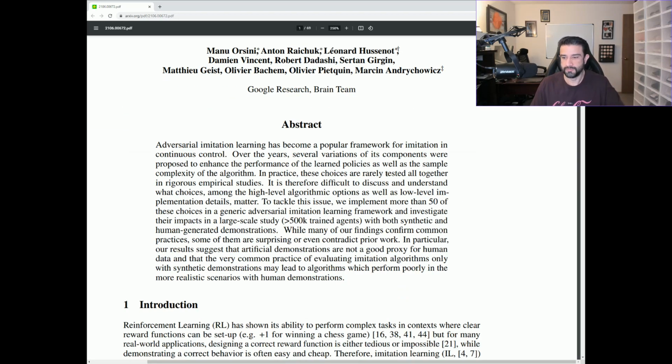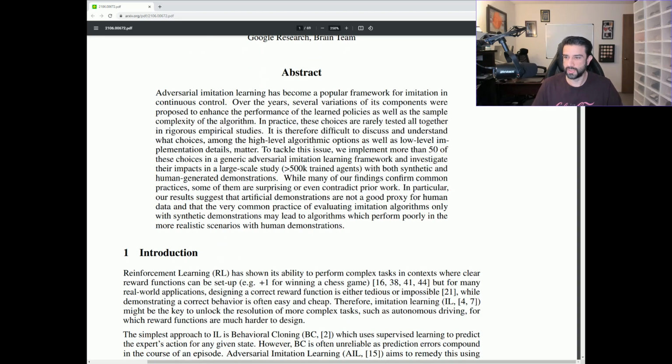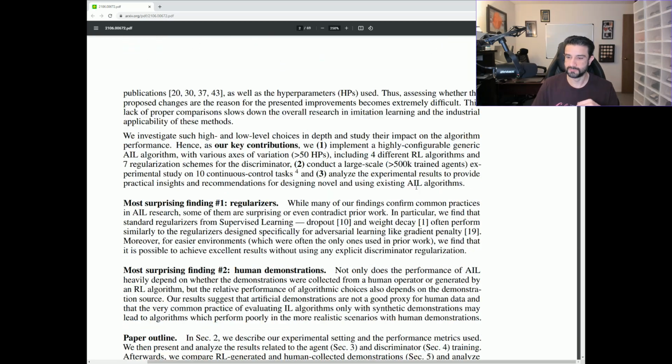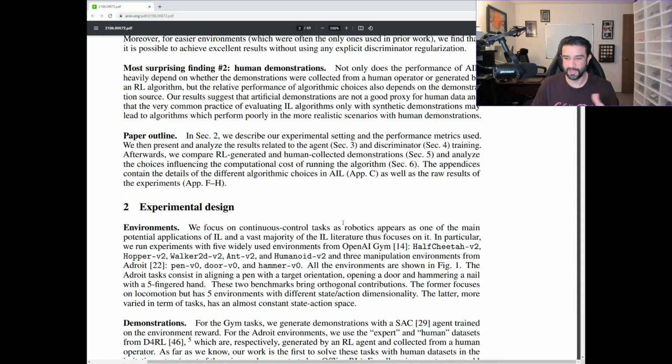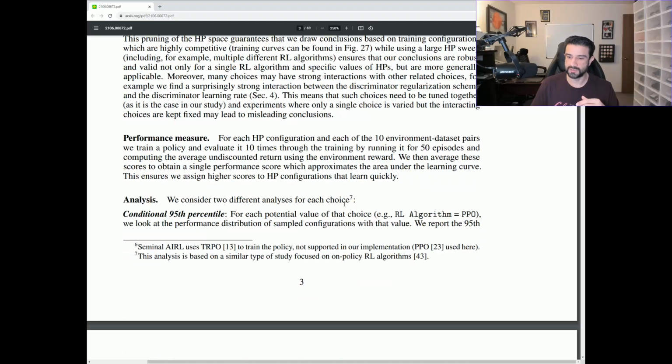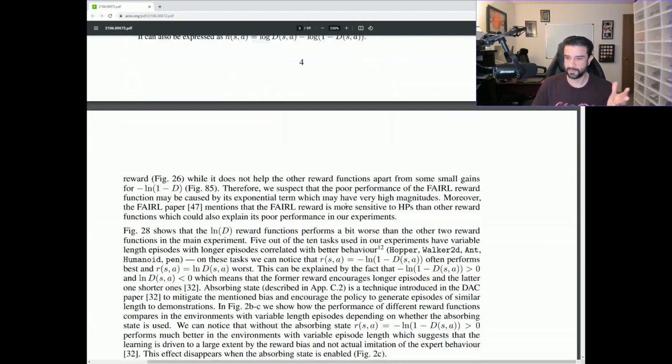Now we're back. You can go through and start reading this whole massive paper, or you can just read the abstract and the introduction. You've got the most surprising findings and the paper outline, and then you can go straight to the end and you're done.